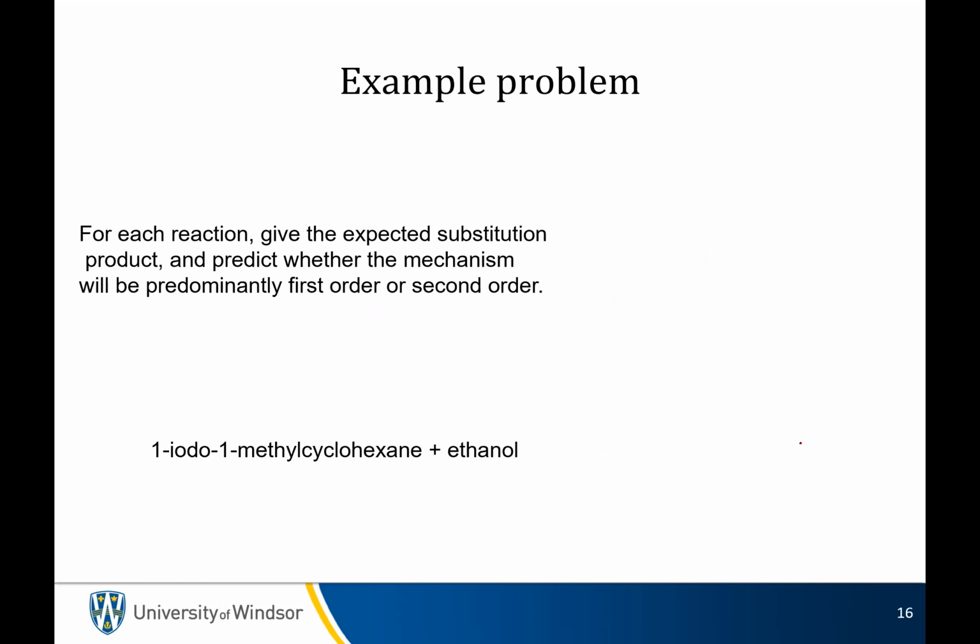So for each of the following reactions, give the expected substitution product and predict whether the mechanism will be predominantly first order or second order. So let's pull apart what this question's actually asking. It says, give me the product of the reaction. Cool. And when they say predominantly first order or second order, what they mean is, is it SN1 or is it SN2?